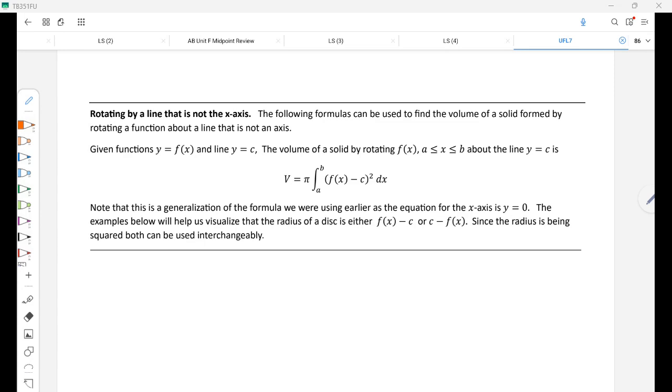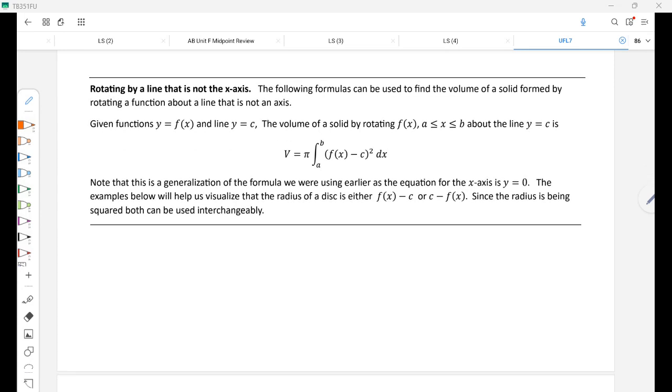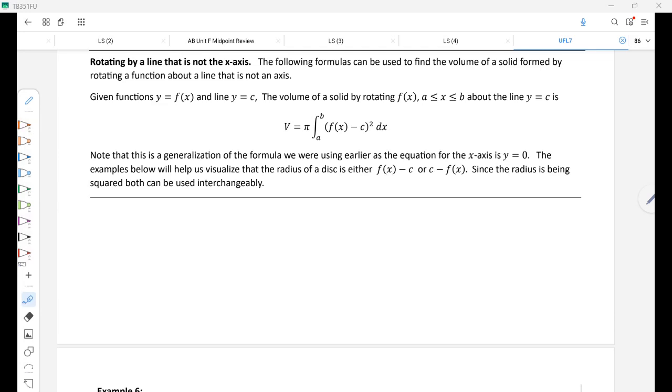The other thing about this formula, and really anytime you've got something being squared: when we visualize our things, we may see that our radius is f of x minus c. We may also see that our radius is c minus f of x. It may go both ways. It really just depends on how the problem is set up. Actually, I think it probably has to do with whether your c is positive or negative. But again, we'll see it when we do it.